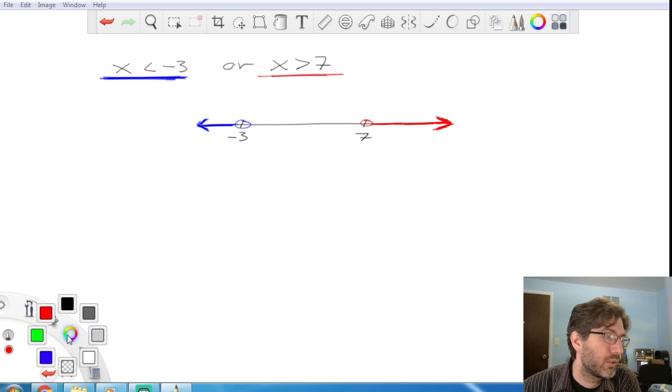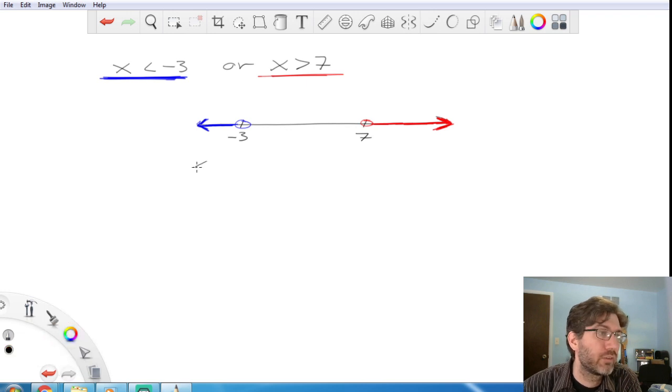You don't have to color code it. I can do it in black too. So you can do this all with one. One is not better than the other. Circle, circle, this way, this way.